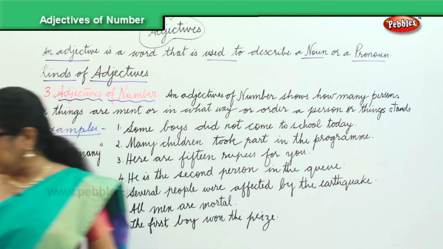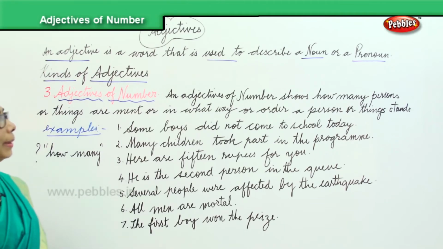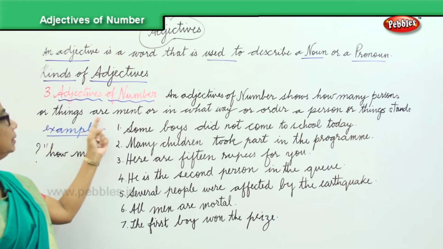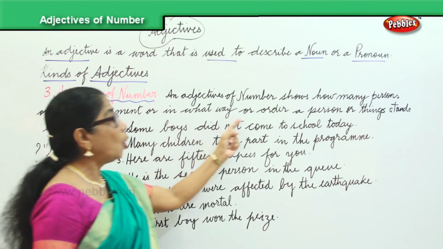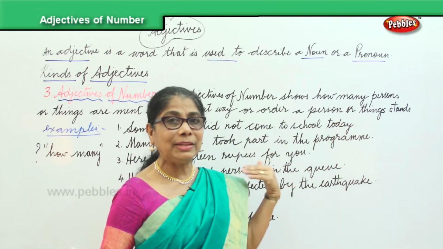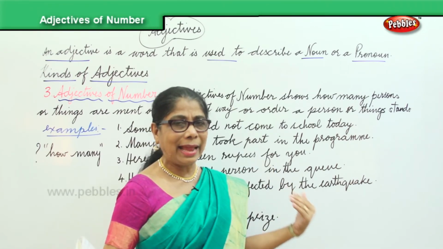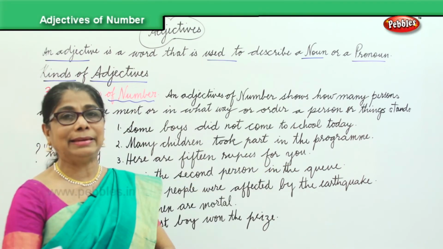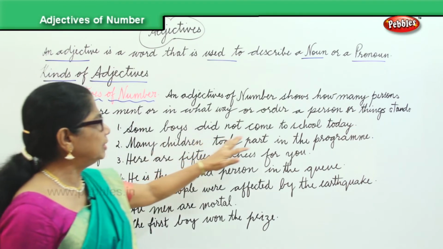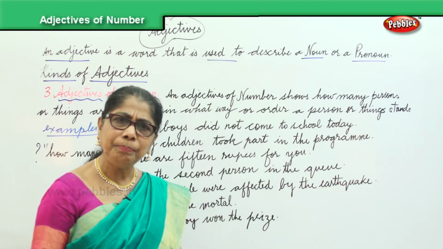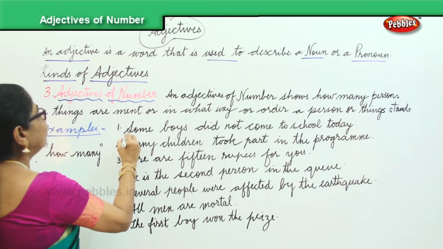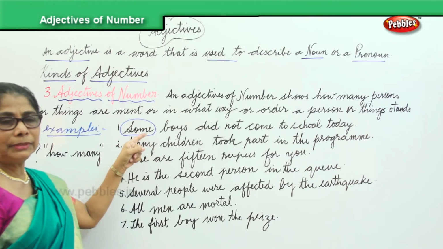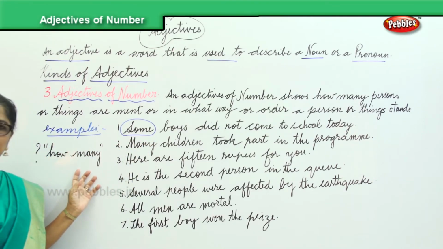Now let's look at all the sentences I have here for you. Now we are talking about adjectives of number, which show how many persons or things are meant, in what way or order a person or thing stands. Let's look at each of these sentences to find out if it's an adjective of number. You ask the question, how many, to the sentence. Some boys did not come to school today. How many boys didn't come? Some boys. So you have the word some. Adjective of number.